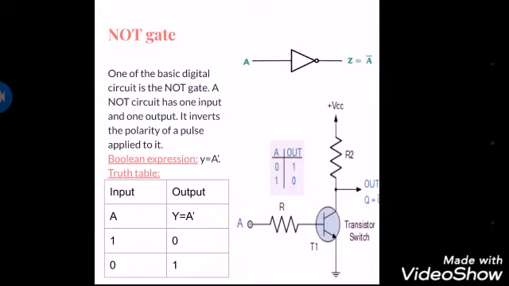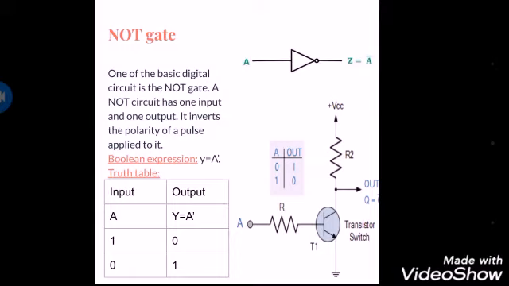Here is the symbol of the NOT gate, in which A is the input and Z equals A bar is the output. Next there is a circuit diagram in which A is the input, R and R2 are the resistors, and T1 is the transistor. Here the transistor works as an amplifier and switch which strengthens the input signal, and Q equals Q bar is the output. Let's see the truth table, in which if the input is 1, then the output is 0, and when the input is 0, the output is 1, which is negating the input.